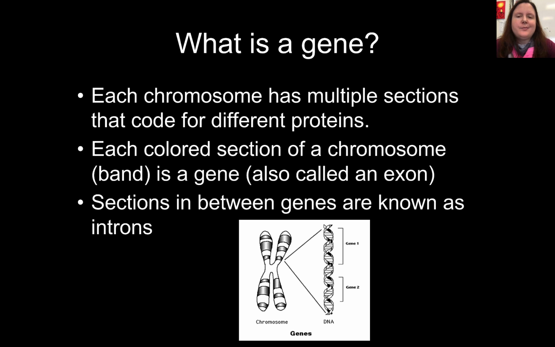So what's a gene? Each chromosome has multiple sections that code for different proteins. Each colored section here, it's kind of gray, but each colored section of a chromosome, a band, is a gene. And another name for a gene is an exon. The sections in between the genes, the white part here, those are introns. And originally scientists used to call them junk DNA because they didn't really do anything, but now scientists have determined that there is an actual purpose for the introns.